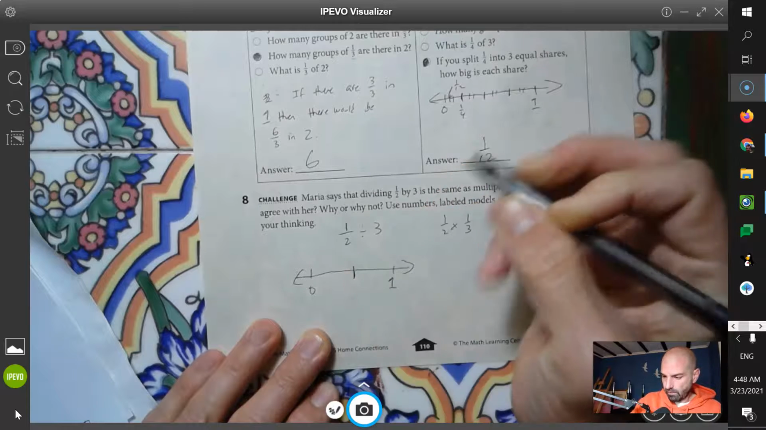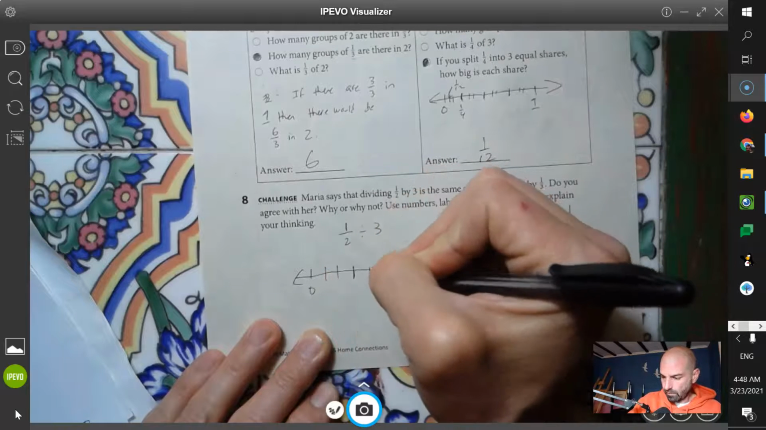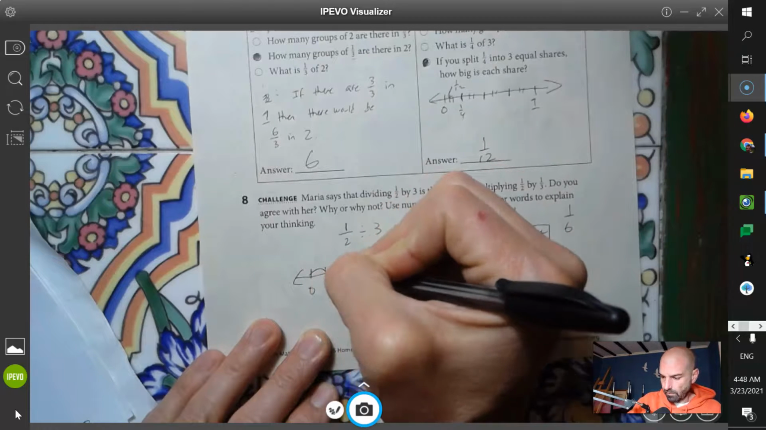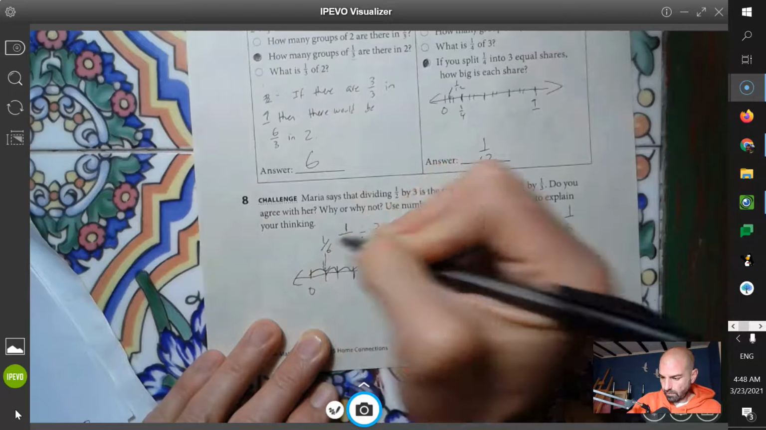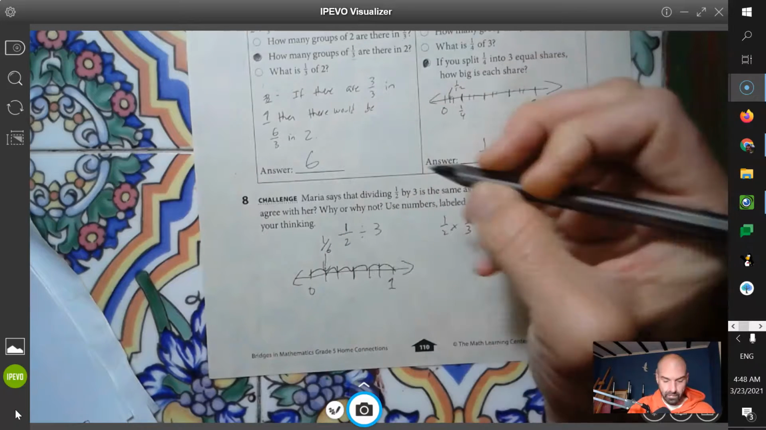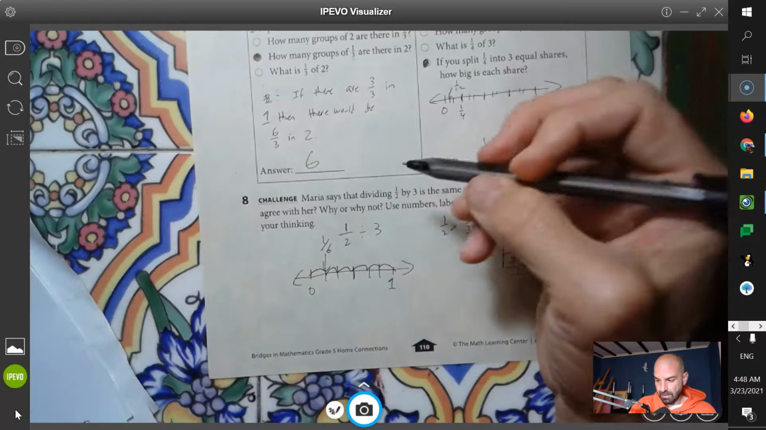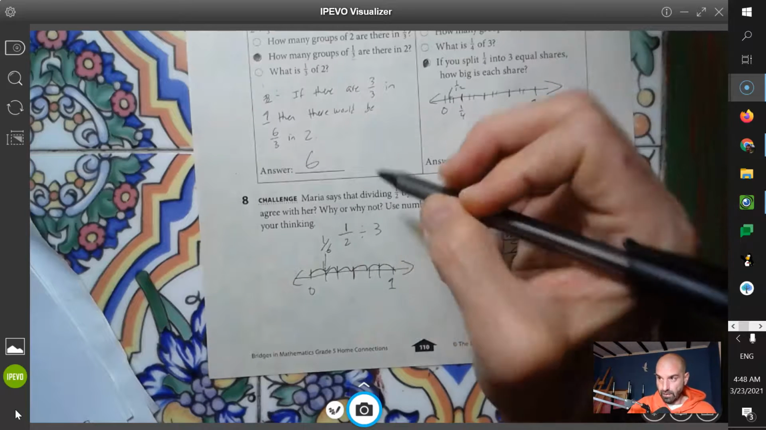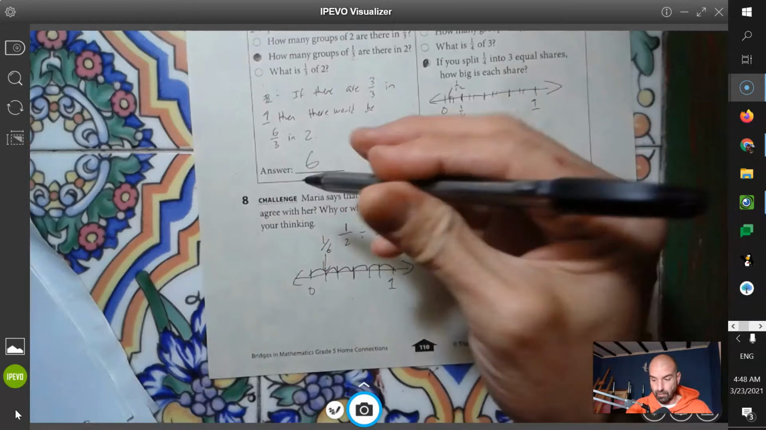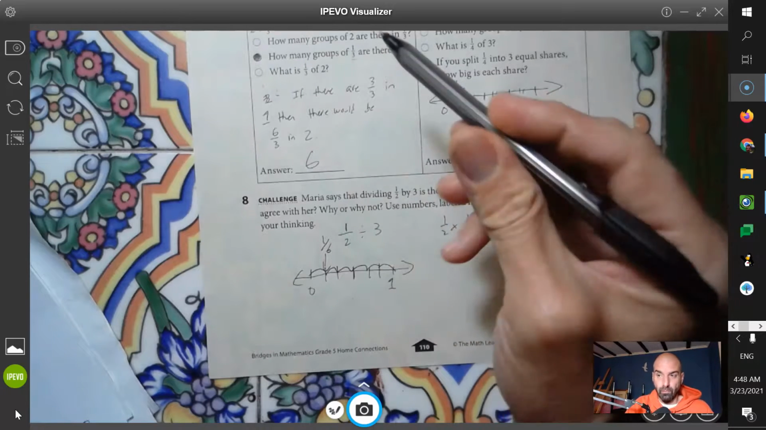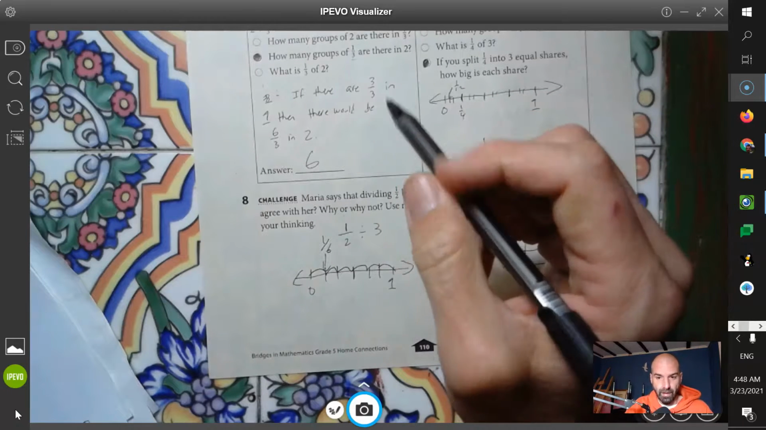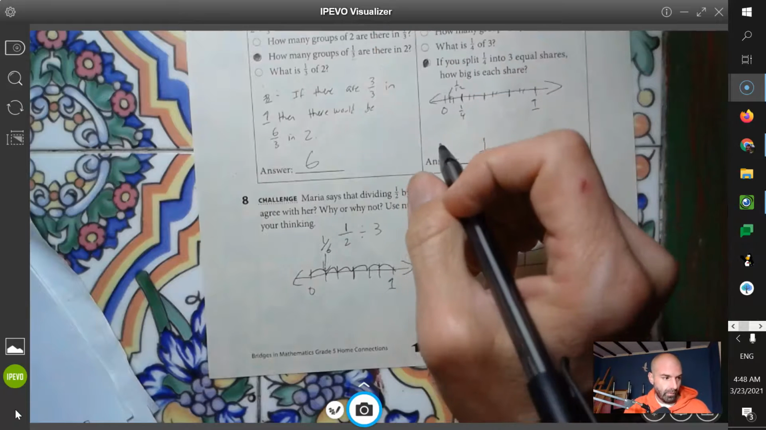I have 1/2. I'm splitting that into thirds. Now I have 1, 2, 3, 4, 5, 6. If I have 1/2 and I split it into 3 ways, that would be 1/6. So again, it's the idea of I have a half and I'm splitting it into thirds. So I have now 1/3 of 1/2. That's the share that someone is getting.